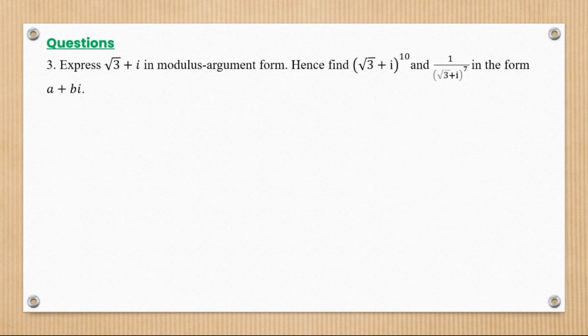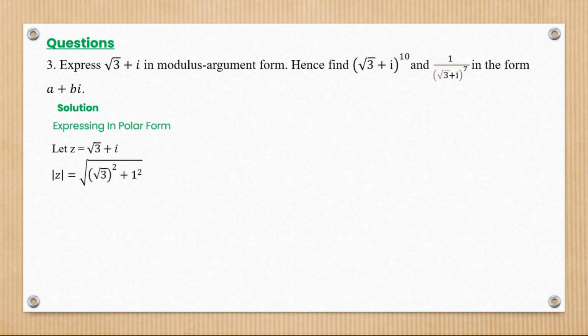Alright, let's look at another question. We're being asked to express root 3 plus i in modulus argument form. And we're being told, hence find root 3 plus i to the power 10 and 1 over root 3 plus i to the power 7 in the form a plus bi. Now this is an easy one, so we're going to first express it in polar form. But before we do that, we're going to first let z be equal to root 3 plus i. So we're dealing with the same complex number, root 3 plus i.